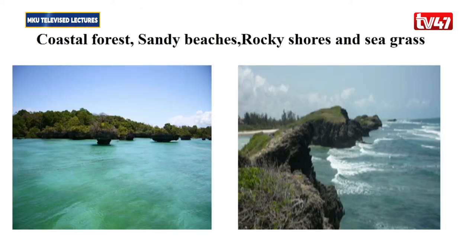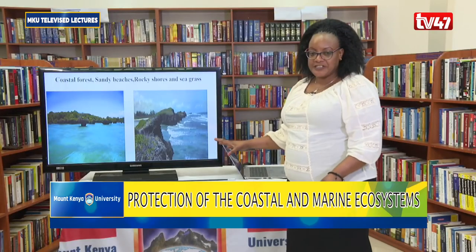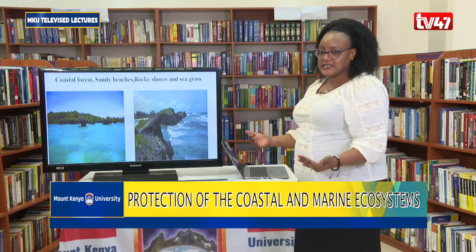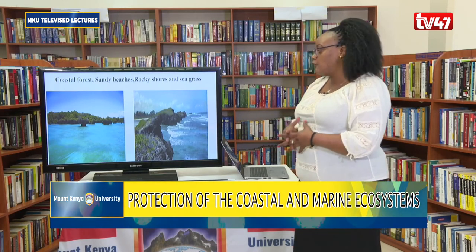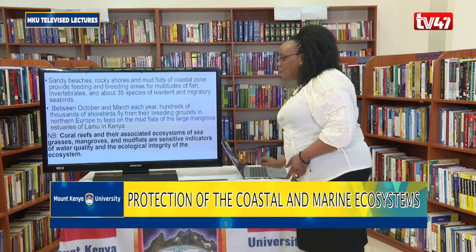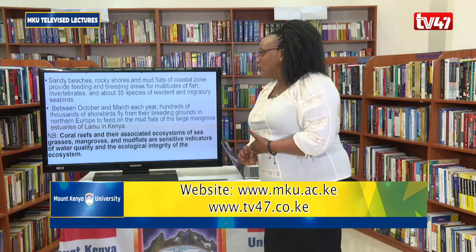We have the coastal forest, we have sandy beaches, we have rocky shores and the sea grass. So here we have the coastal forest. And then this is what we call the rocky shores. And on top of it, we have the sea grasses. And still, if you look further on, you can see the white sandy beaches. So you find that all these are ecosystems that need our attention for more protection and conservation, because they are very important to our tourism industry.